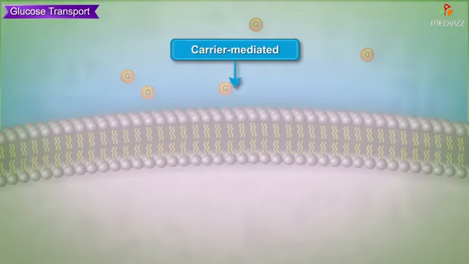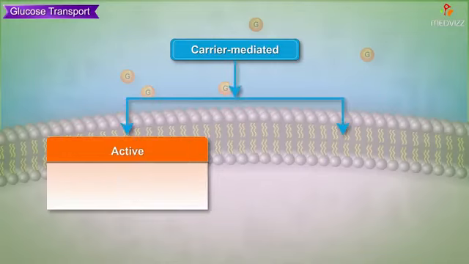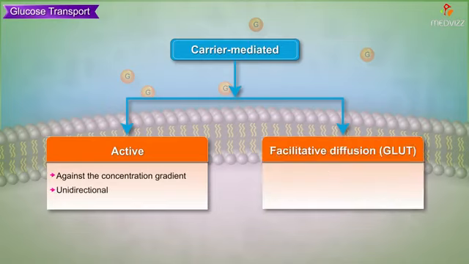Carrier-mediated transport is divided into active, which is against the concentration gradient and unidirectional, and facilitative diffusion, or GLUT, which is down the concentration gradient and bidirectional.